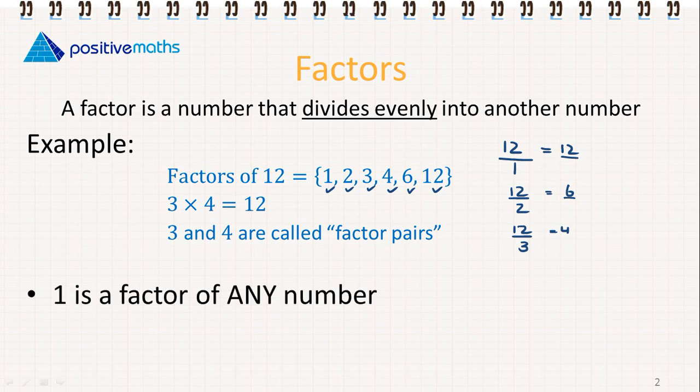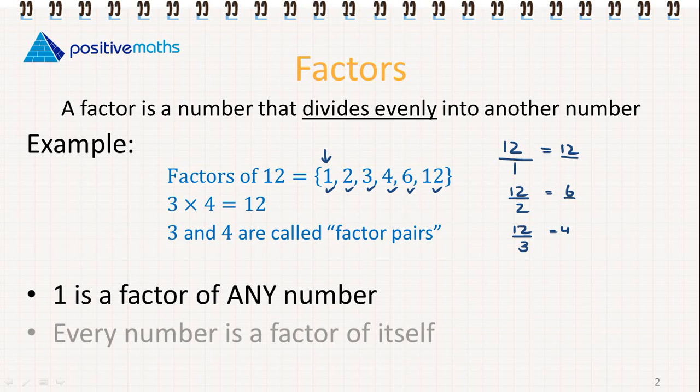Two other things to note. 1 is always a factor of any number, like we have here. 1 is a factor of 12. And the other thing to note is that every number is a factor of itself. So what that means is that 12 is a factor of 12. So if we just take another small example, we'll look at the number 14. We will always know that 1 will always be a factor of 14, and 14 will always be a factor. And there are others as well.